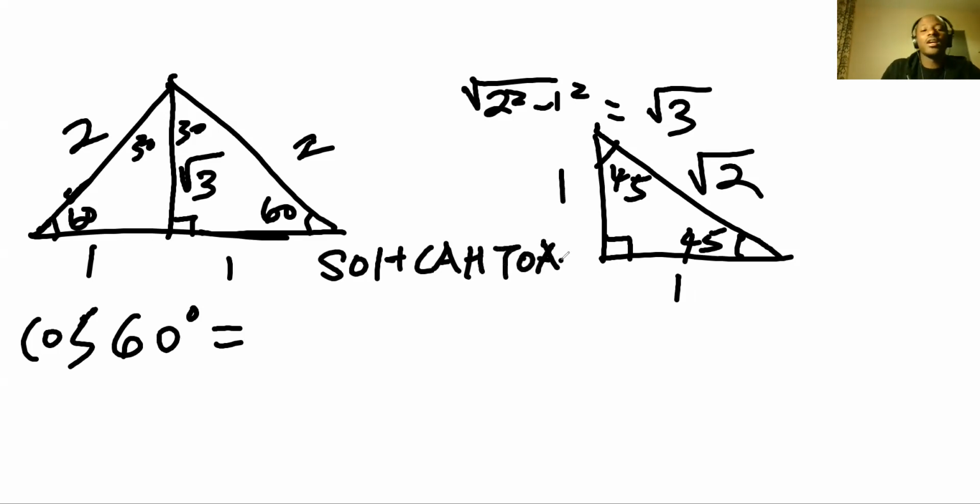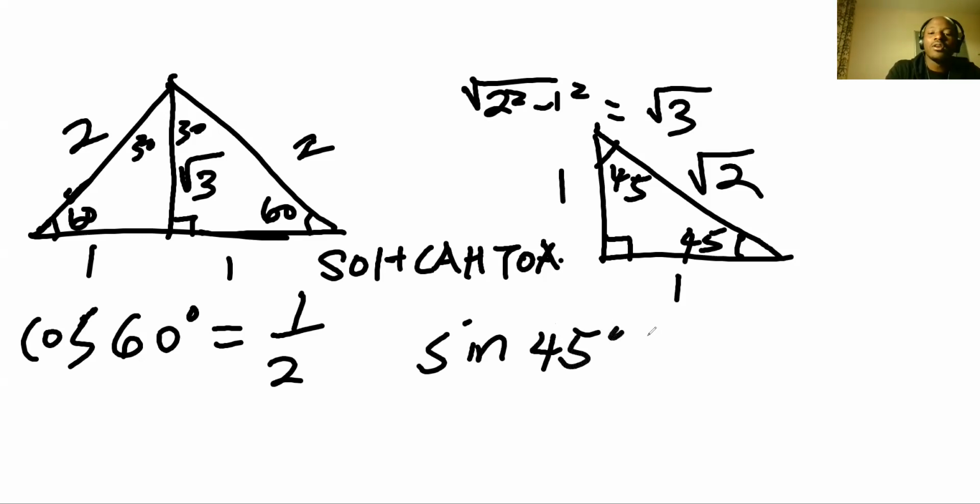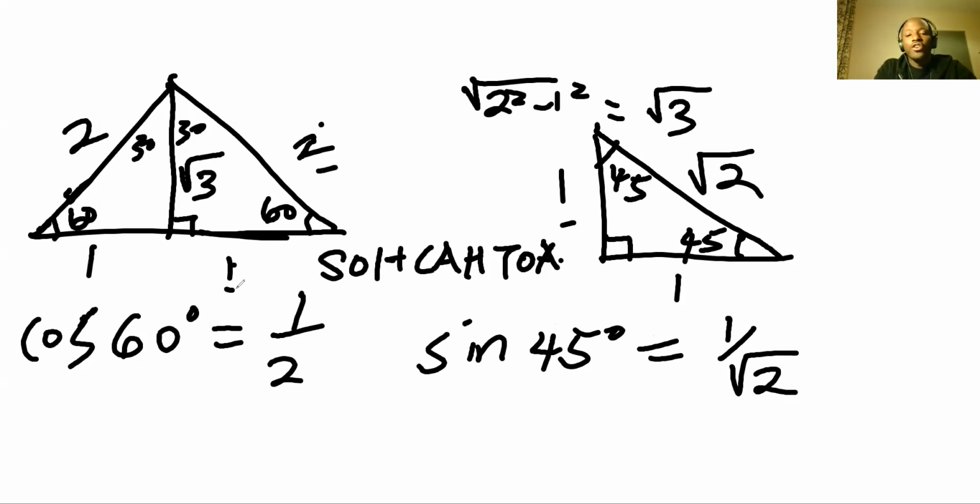So cos 60 is the adjacent over the hypotenuse. So it is 1 over the hypotenuse 2, so it's just a half. Then sine 45 degrees: sine is opposite over hypotenuse, so this is 1 over root 2. Okay, so you have the two numbers.